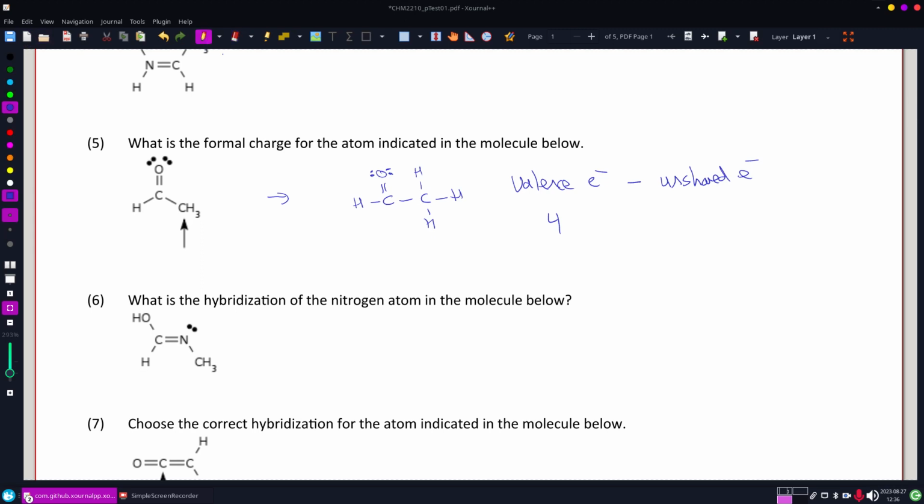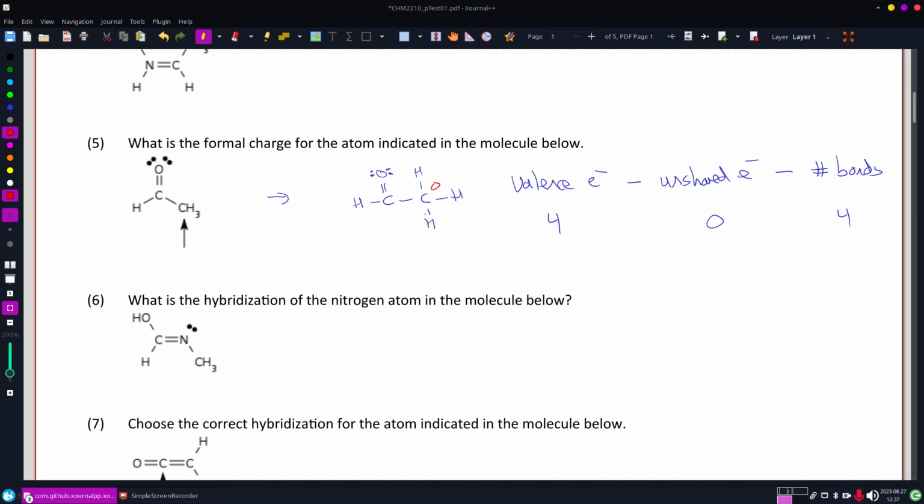The carbon that we are dealing with has no dots on it, so there are no unshared electrons. And then we're just going to also subtract the number of bonds. And we have 4 bonds off that carbon, so it has a formal charge of 0.